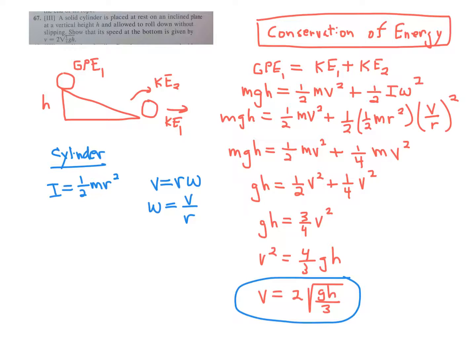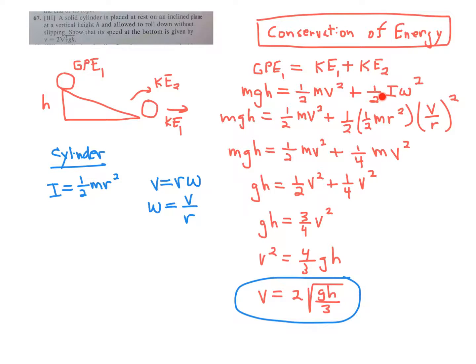So in other words, the conservation of energy prevails. So the GPE at the top is equal to the kinetic energy translationally plus the kinetic energy rotationally when it gets to the bottom. So now it's just pure algebra. So mgh at the top, GPE equals 1/2 mv squared translational kinetic energy plus the rotational kinetic energy.